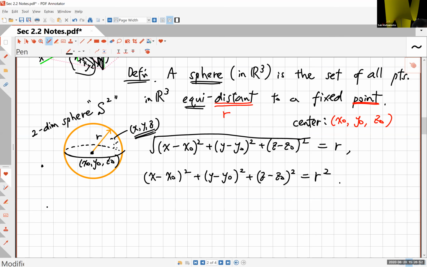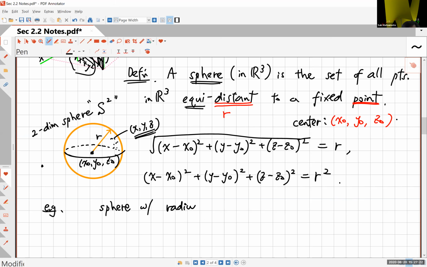Let me just give you an example. I'll give you 3 examples and then pause the video, take a little break here. Okay, right, describe or come up with an equation of the sphere with radius 4 and center 1, -2, 0.